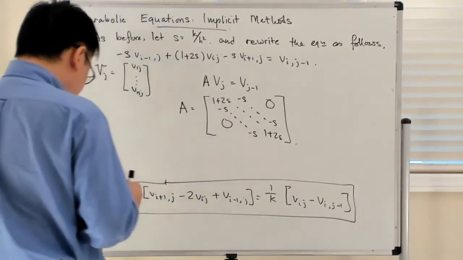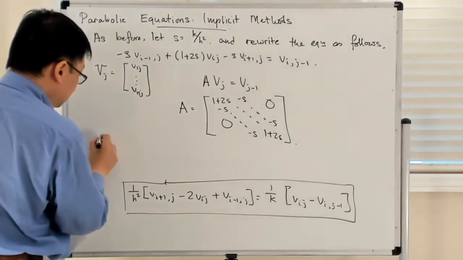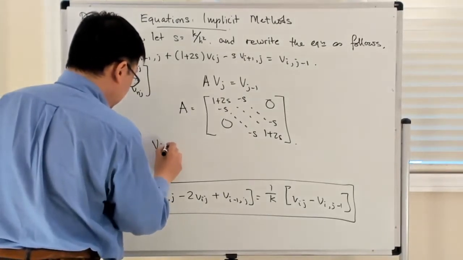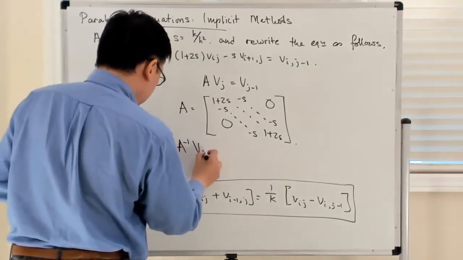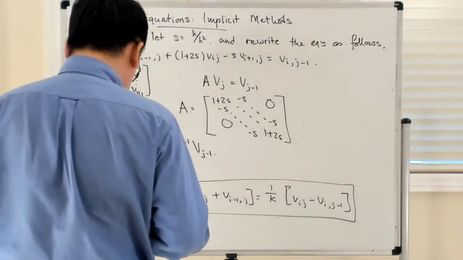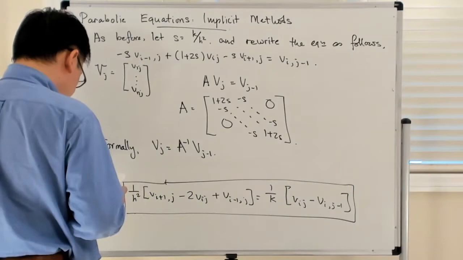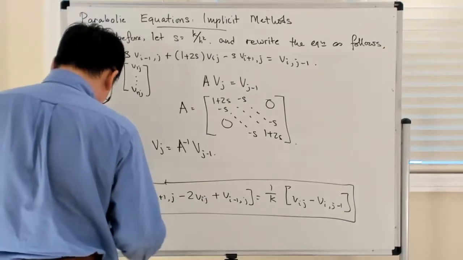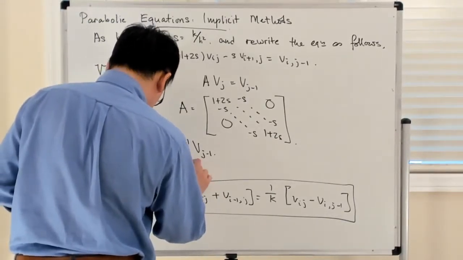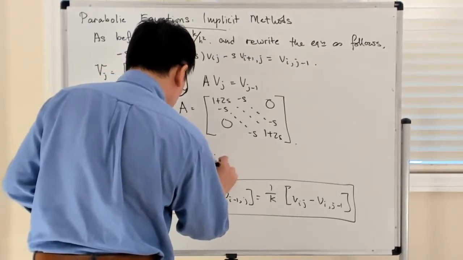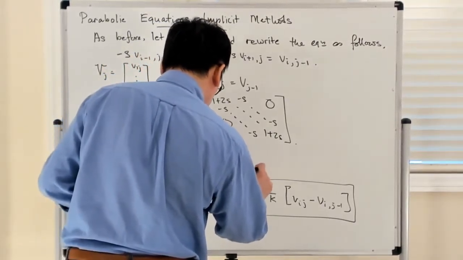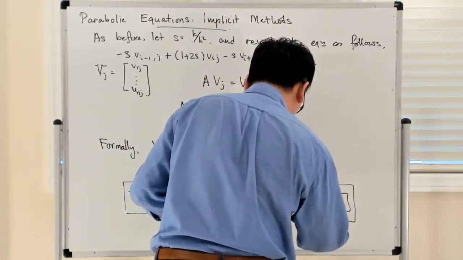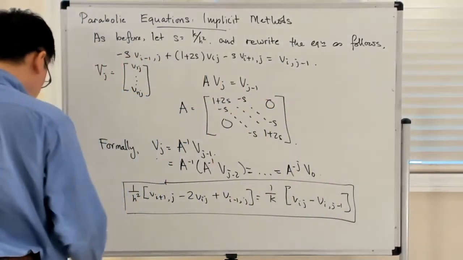Okay. All right. So formally then, Vj is equal to A inverse Vj minus 1. Okay. And as before, you can sort of recurse this relationship. So that means that A inverse of A inverse Vj minus 2, eventually you get that this is equal to A to the minus j V0.